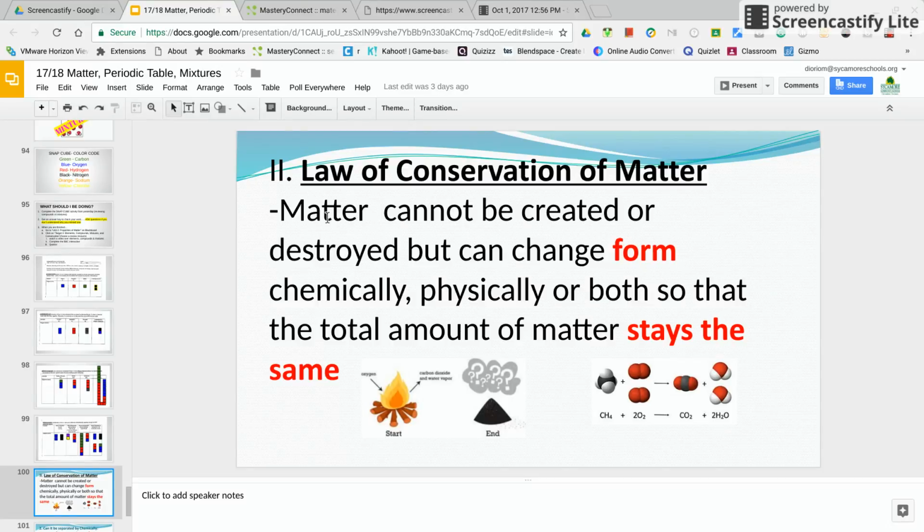It doesn't matter if you're creating a compound or a mixture, though. We know that when you change the matter into a compound or into a mixture, that matter cannot be created or destroyed. The only thing you can do is change its form, which means I can change it into a mixture or I can change it into a compound.